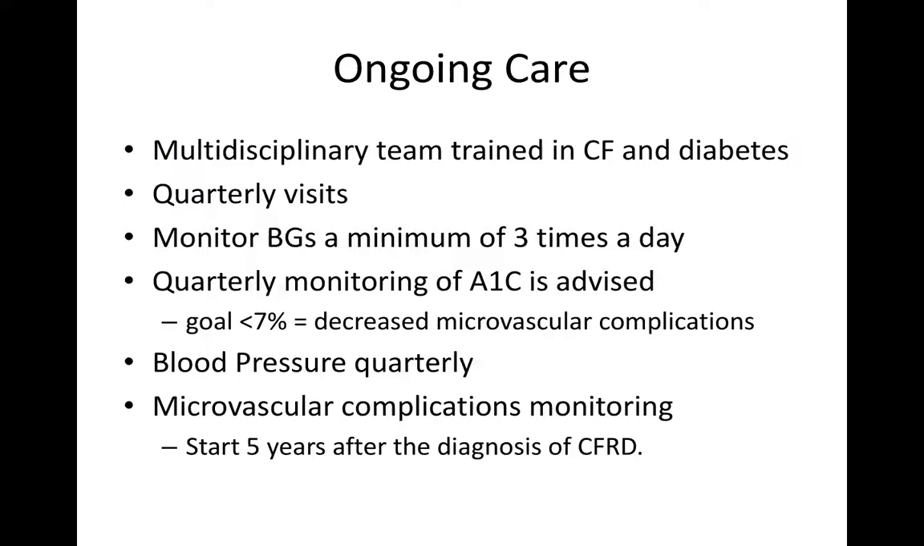If you have cystic fibrosis requiring multiple daily injections, you would want to monitor your blood sugars a minimum of 3 times a day. If you're only requiring 1 injection a day, you might only have to check 1 blood sugar a day or a couple a week. Checking your A1C every 3 months is advised, because we do know that if your A1C goes above 7, you do have an increased risk of microvascular complications, and you would also want to monitor your blood pressure quarterly and make sure that the blood pressure stays in range. We start monitoring for microvascular complications, like getting a urine sample to check for kidney disease and getting eye exams, after 5 years of the diagnosis of CFRD.